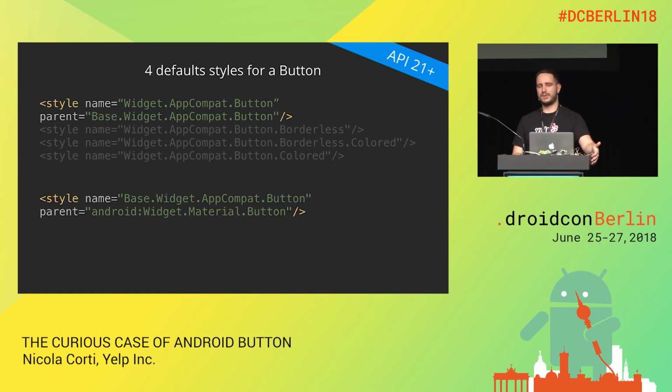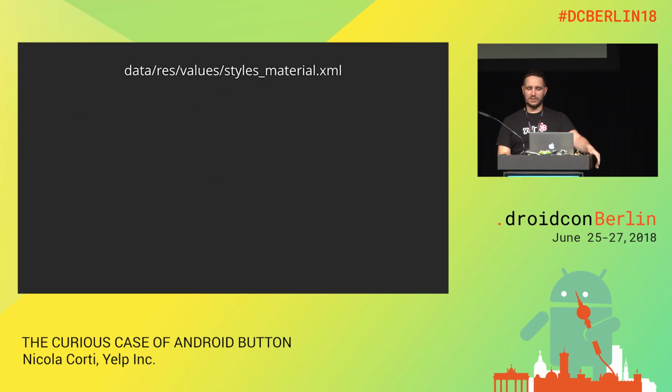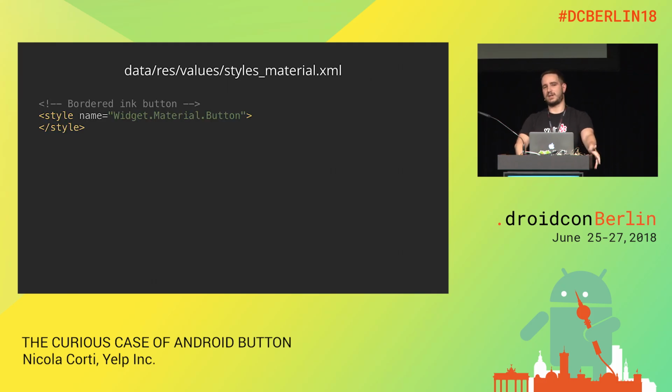If you open this style, you will end up in the base style of the separate library. And if you open the base style, you will end up inside this other style, Android widget material button. If you CMD B there, you will end up inside the framework. That's the Android source code, and it's there in a folder of your machine, so you can just see what's inside. We will end up in this file called styles_material.xml, and that's the style. This is the style that will be applied to all the buttons by default whenever you use them in your layout. And let's see what's inside.